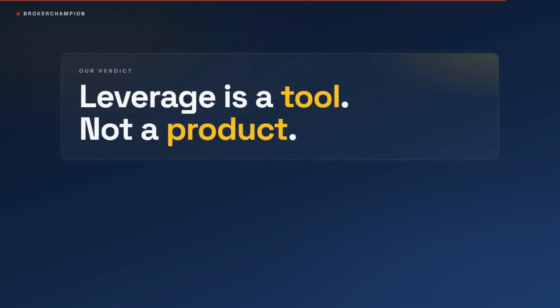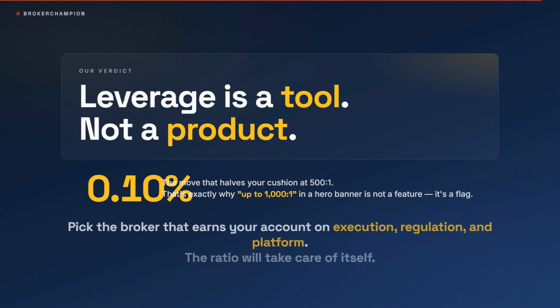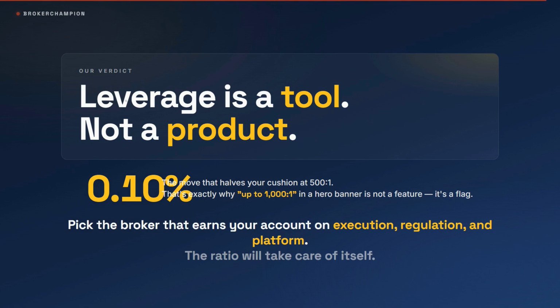None. So the verdict: leverage is a tool, not a product. You can run a profitable book at 2 to 1 for decades. You can blow up a $10,000 account at 30 to 1 in a weekend. The variable that matters is position size and stop discipline, not the ratio on the account summary. Remember that 0.1% figure from earlier? The move that halves your cushion at 500 to 1? That is exactly why up to 1,000 to 1 in a broker's hero banner is not a feature. It's a flag. The brokers whose entire conversion pitch is the leverage number are the brokers you do not want your money with. Pick the broker that earns your account on execution, regulation, and platform. The ratio will take care of itself.